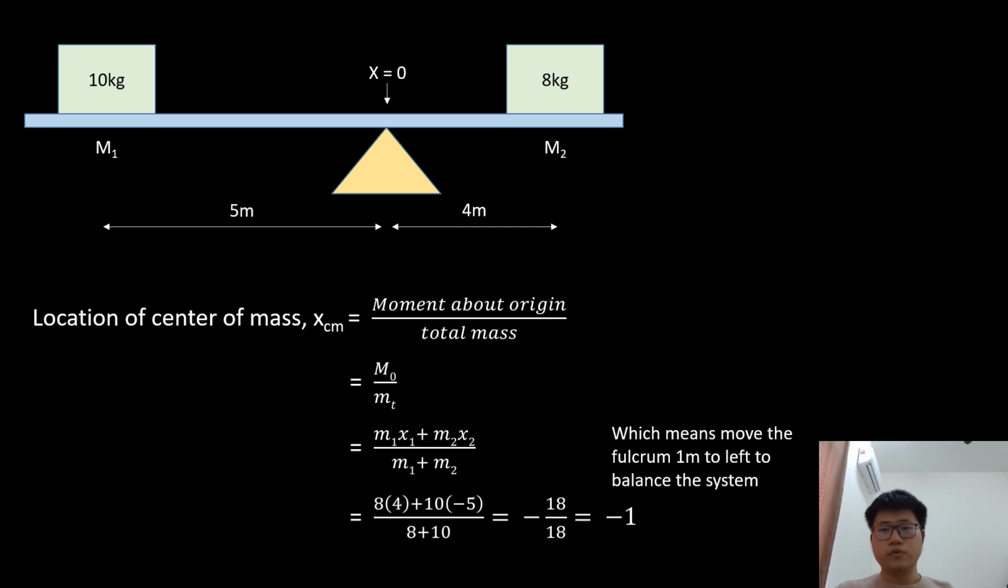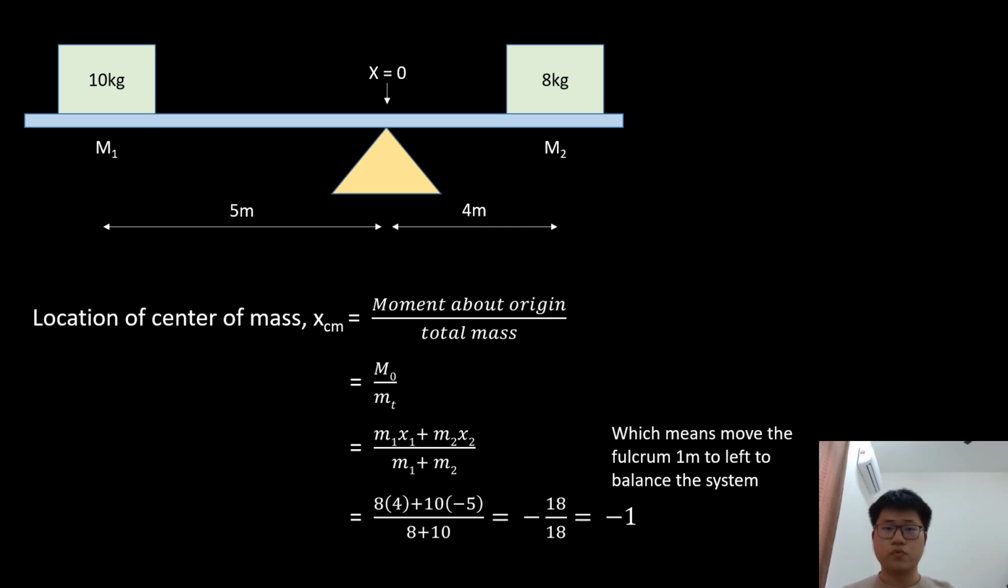In this example, the total moments will be negative 50 plus 32, and the total mass is 8 plus 10. This gives us negative 18 over 18, which is negative 1. This means that the fulcrum needs to be moved to the left by 1 meter to balance the system. All of this is just the solution for a one-dimensional system.